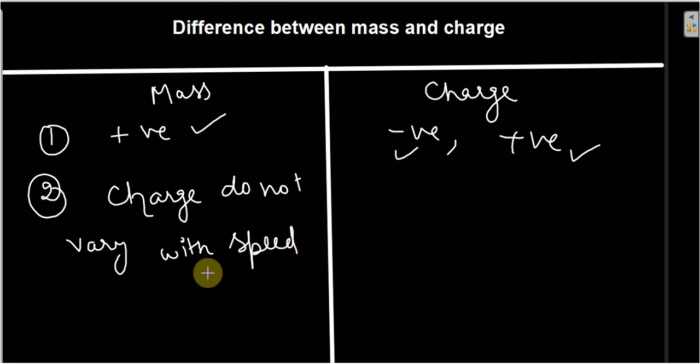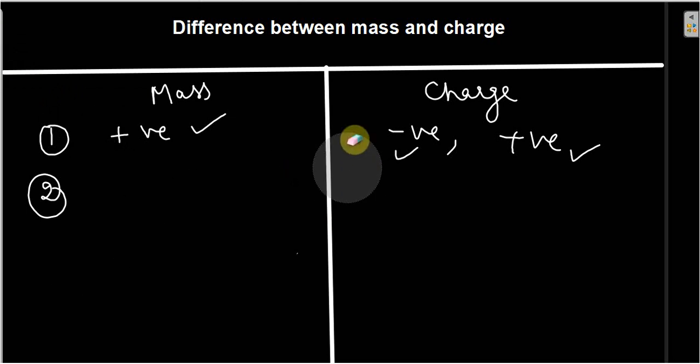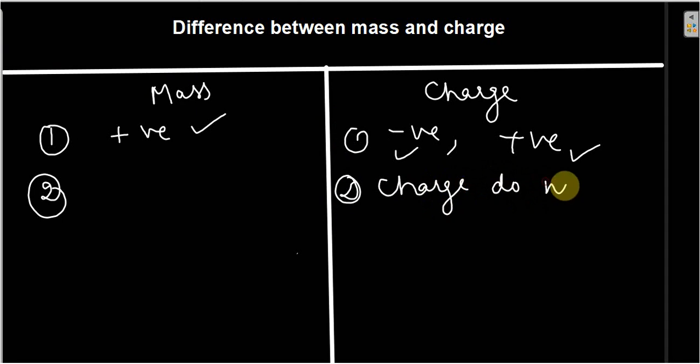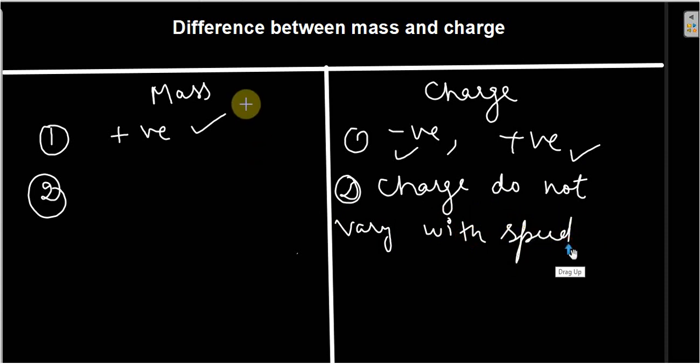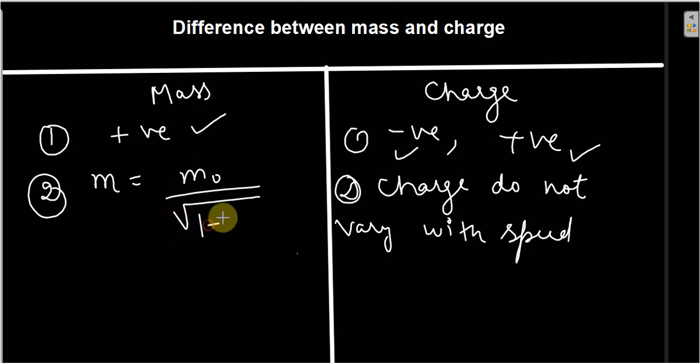Charge does not vary with speed. What will happen in the case of mass? Mass varies with speed. There is a major difference. Mass varies with speed according to this relation: m is equal to m naught divided by the square root of 1 minus v square by c square.